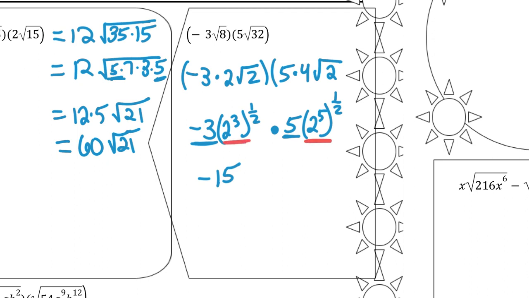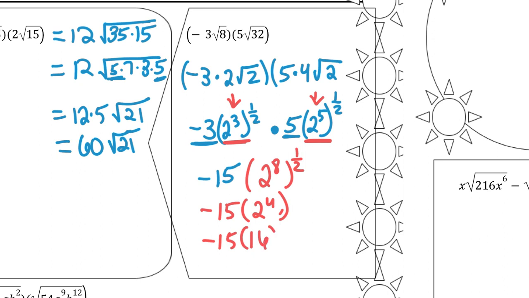These are both raised to the 1/2. So in this first one right here, how many 2's do I have? 3. In the second one, how many 2's do I have? 5. So I have 8 2's raised to the 1/2. And you can simplify that. 8 times 1/2 is 4, and 2 to the 4th is 16. And that equals negative. Very good.